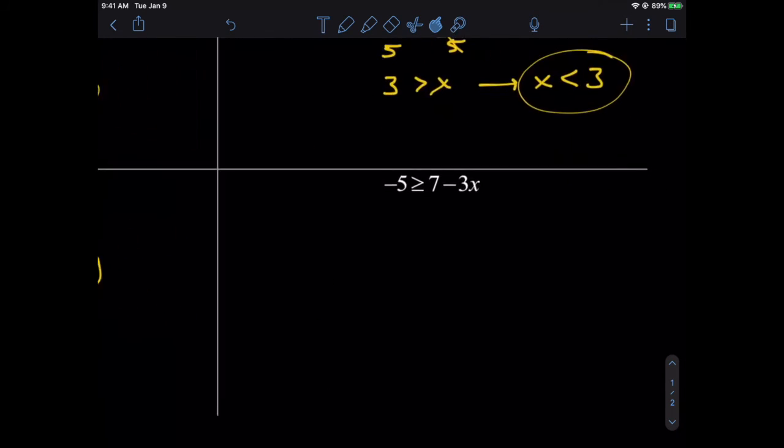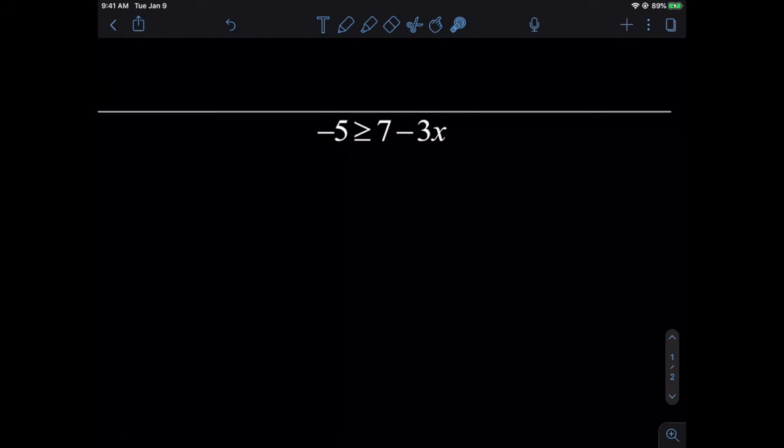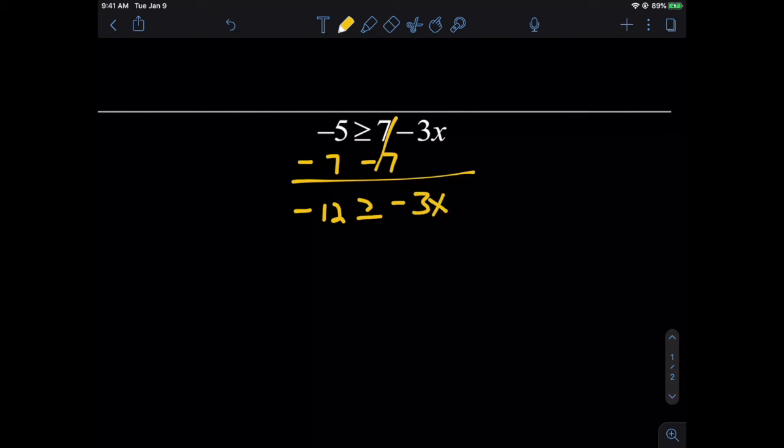Alright, Yance, here comes the last hurrah, and it is going to be a doozy compared to the rest. Still, we're trying to get x by itself, so we're going to take care of that 7 first. So minus 7 from both sides. Our 7's cancel, and negative 5 minus 7 is negative 12. This gives us negative 12 is greater than negative 3x. That negative 3 is being multiplied by x, so we're going to divide both sides by negative 3. Don't forget to spin the symbol.